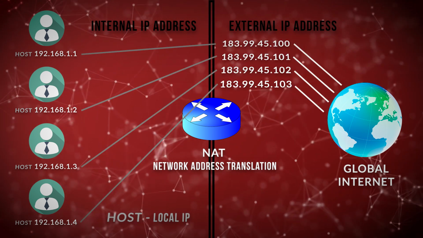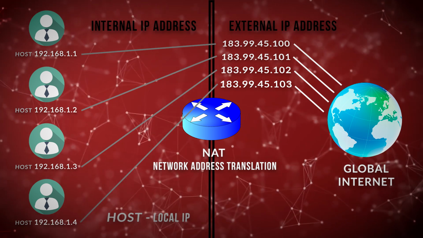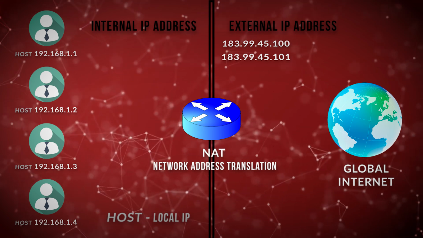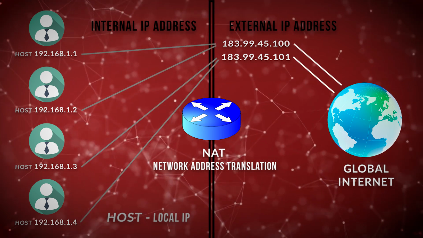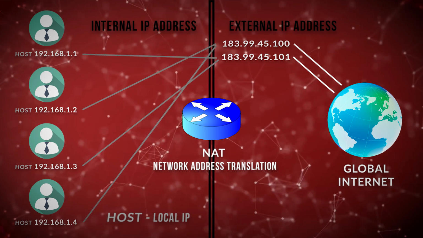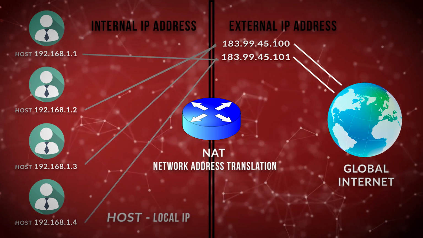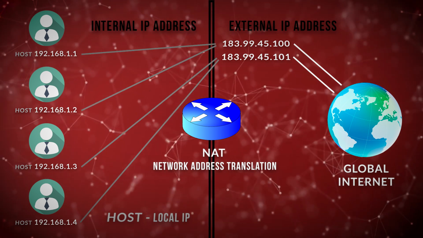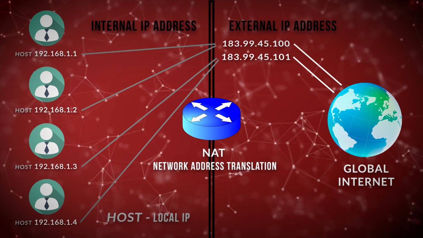Static is when the number of internal and external IPs is the same, and the internal IP of the computer is assigned to the external one. Dynamic is when the number of global, that is external, IPs is less than internal. Here, many internal ones are assigned to one external IP, and every time the computer is turned on, the user receives a newly freed internal IP.